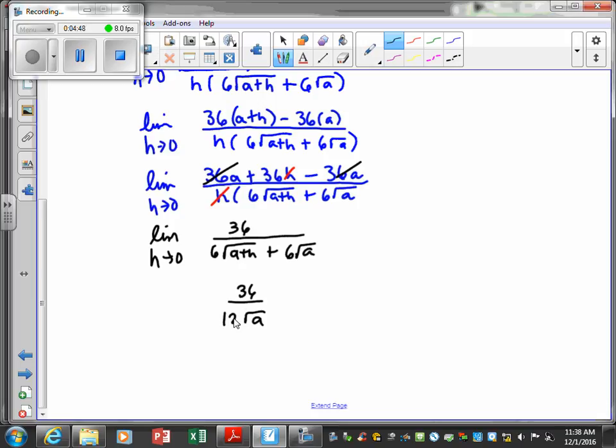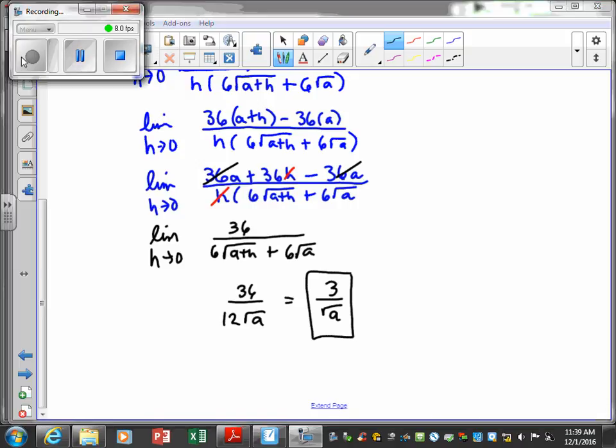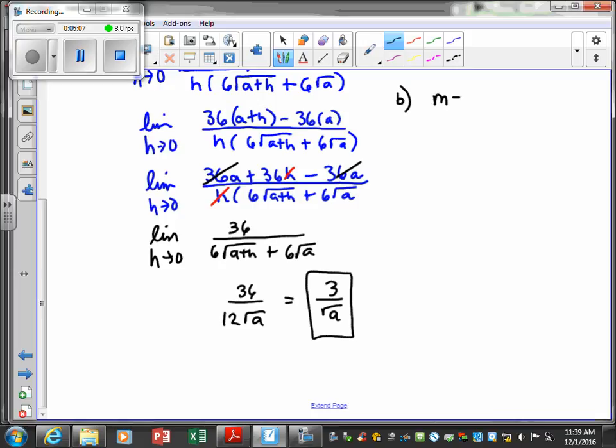This simplifies to just 3 over the square root of a. So this is going to be our slope. Okay, let's move forward to part B. And first of all, we take our slope, 3 over the square root of a.